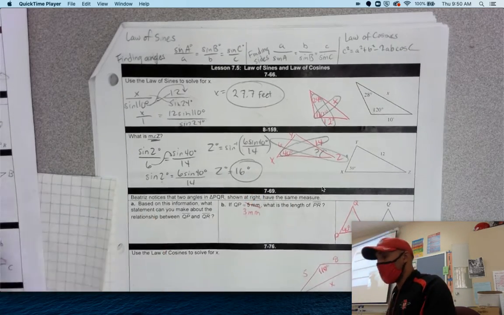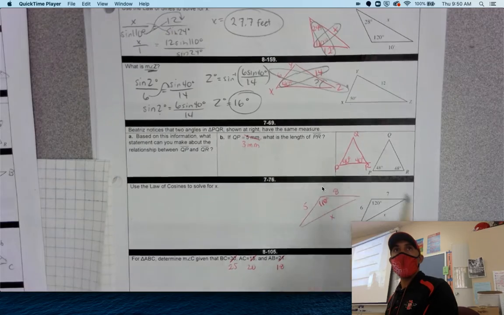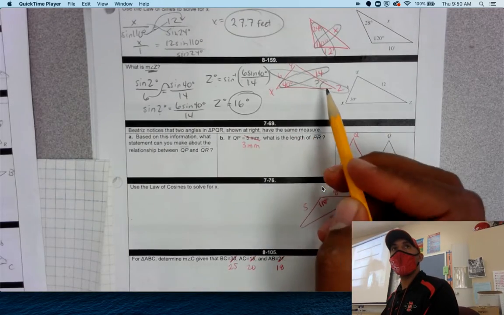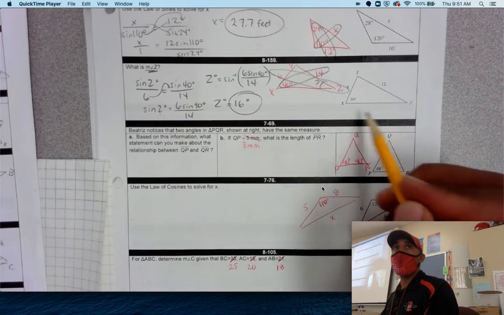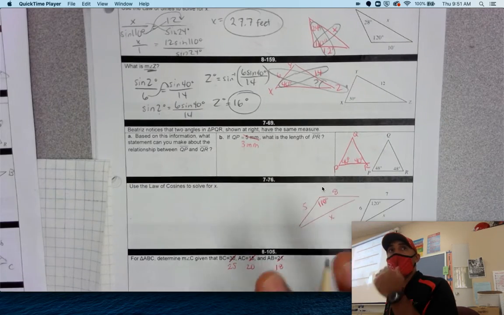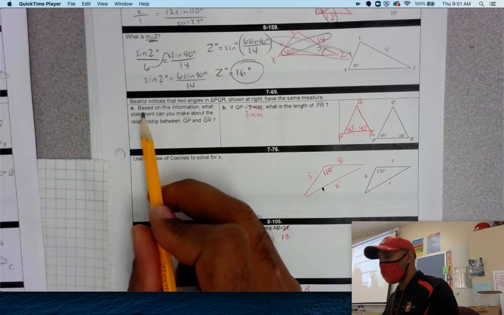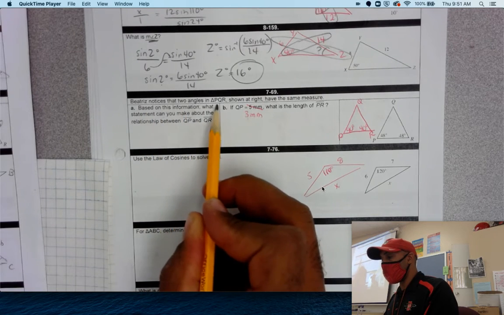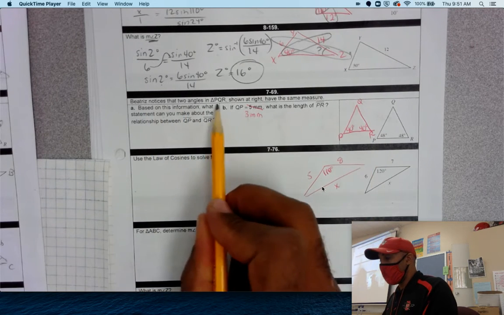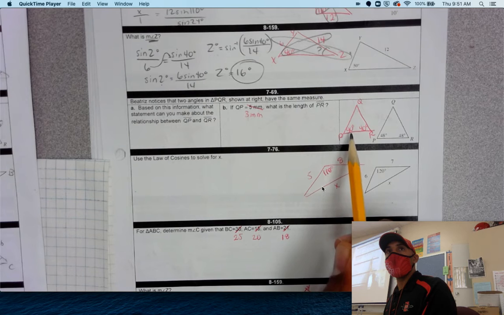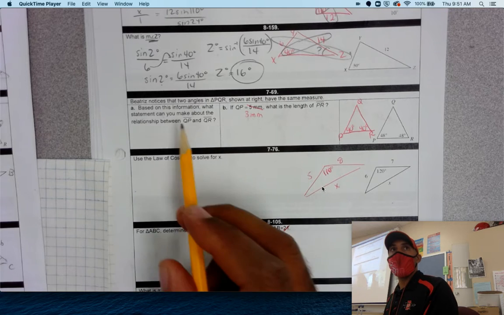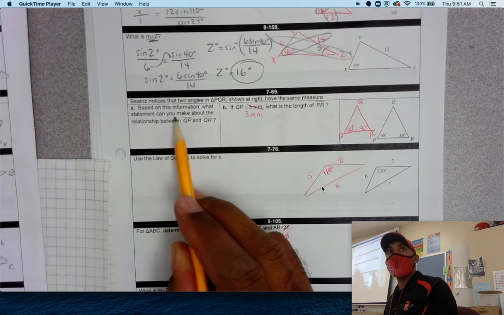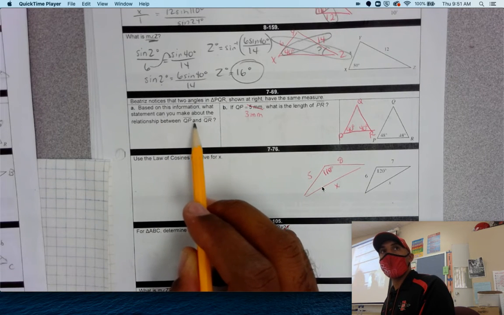Okay? All right, so now the next one. Now again, remember guys, as you're following along, remember that I'm creating my own triangle. So do your example with your values, okay? Don't copy my values. All right, so now the first question says, Beatrice noticed the two angles in this triangle here, showing it right, have the same measure. So notice how yours is 48, that's 48, this is 40, this is 40. They're equal, okay? So based on that, what statement can you make about the relationship between QP and QR?